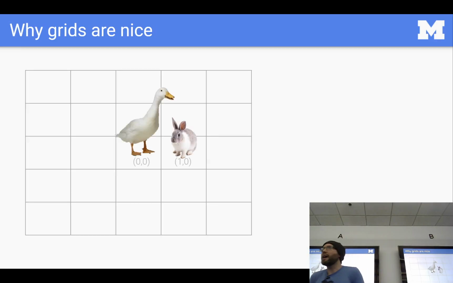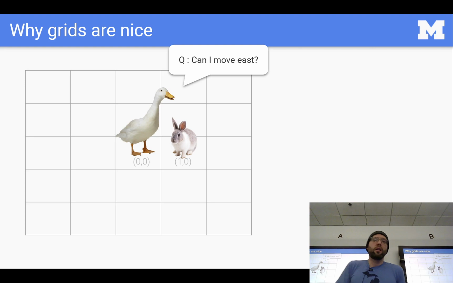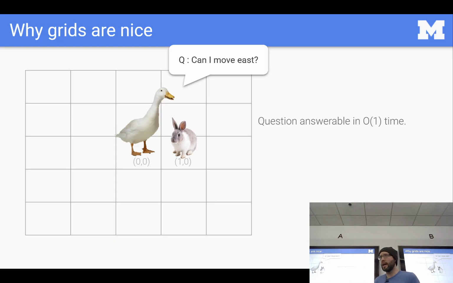So a reminder of why grids are nice. The question: can the goose move one tile east, 1 unit east? How to answer this question? Is it a hard question to answer? No. Is there something in that cell 1, 0? If there is, it can't move there if it's blocking. If there isn't, you can go. So this question is answerable with a very small amount of code in O(1) time.